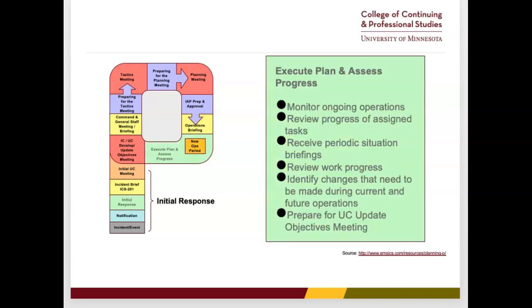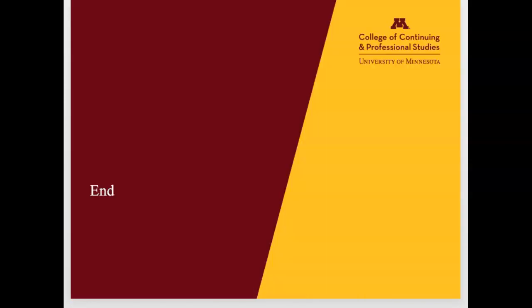And finally, you'll execute your plan and assess progress. You're going to continue to monitor what's happening, reviewing how things are getting done, continue with your briefings, looking at the work and changes that need to be made during the current time frame as well as any future time frames, and you'll continue to do your updates. So you'll keep going around this square until the incident is over, and then you can do your debrief and what I often call a post-mortem. So that's it for the planning P.